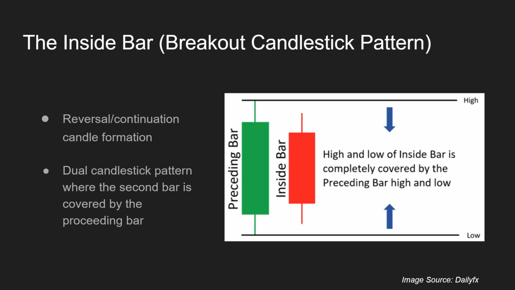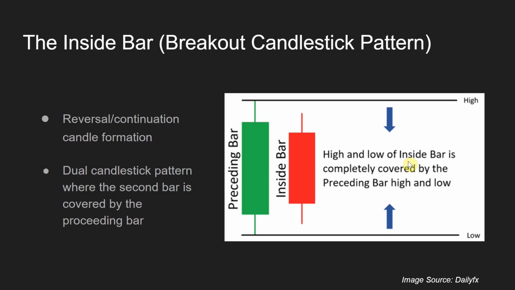So the inside bar is a reversal continuation candlestick formation. Similar to the engulfing bar, it is a 2 candlestick pattern where it is the opposite of the engulfing bar. So the first bar, effectively, as you can see here, this massive green bar engulfs the next bar, so the inside bar.